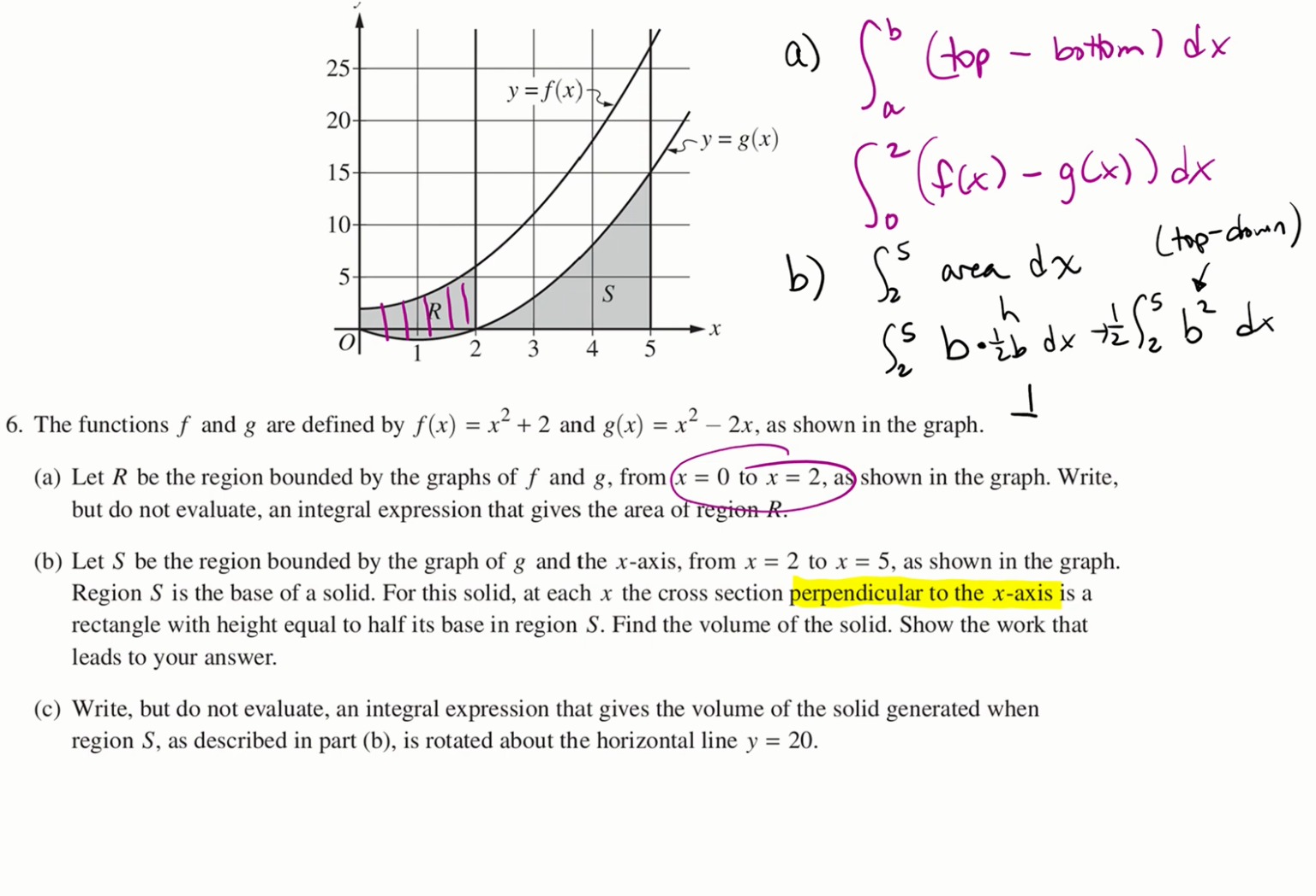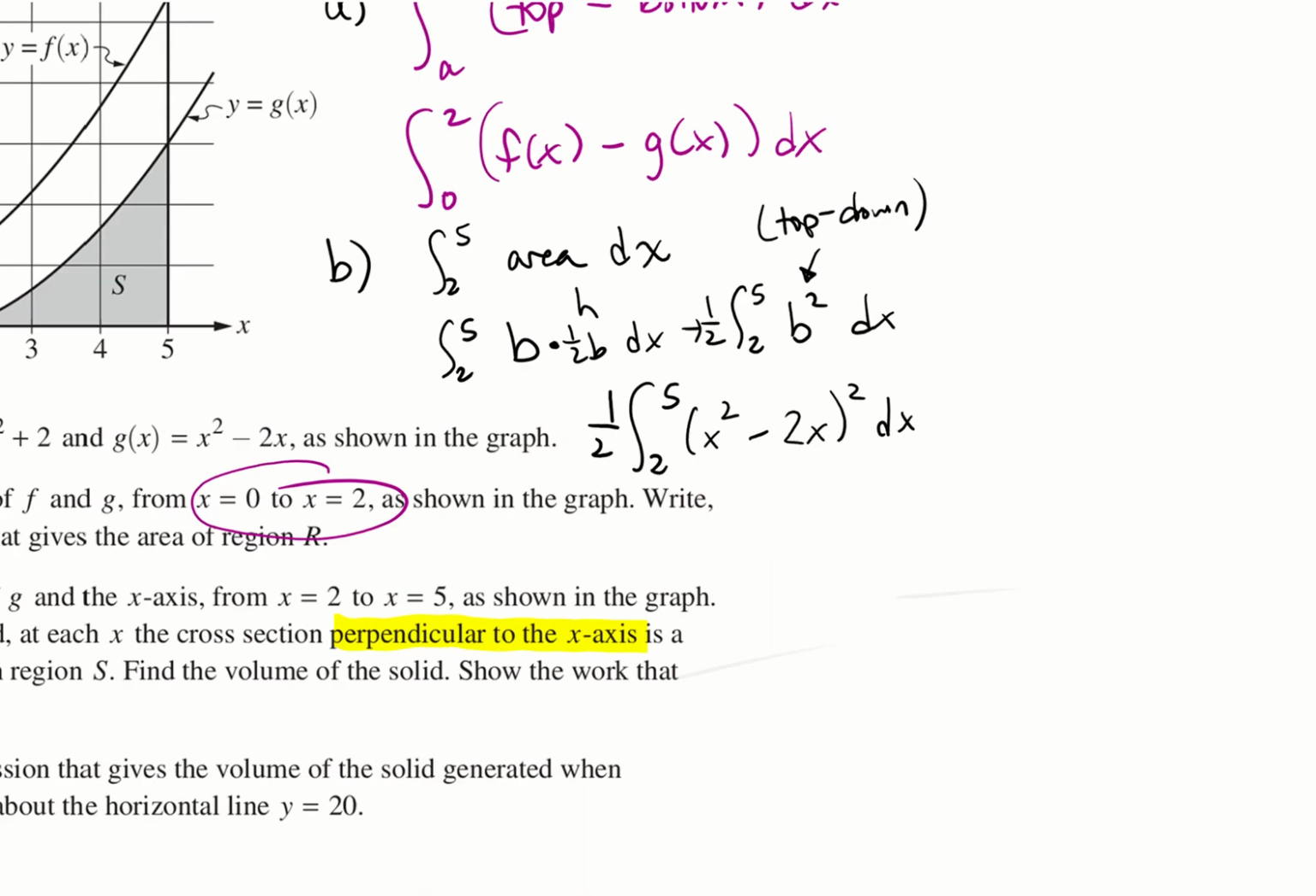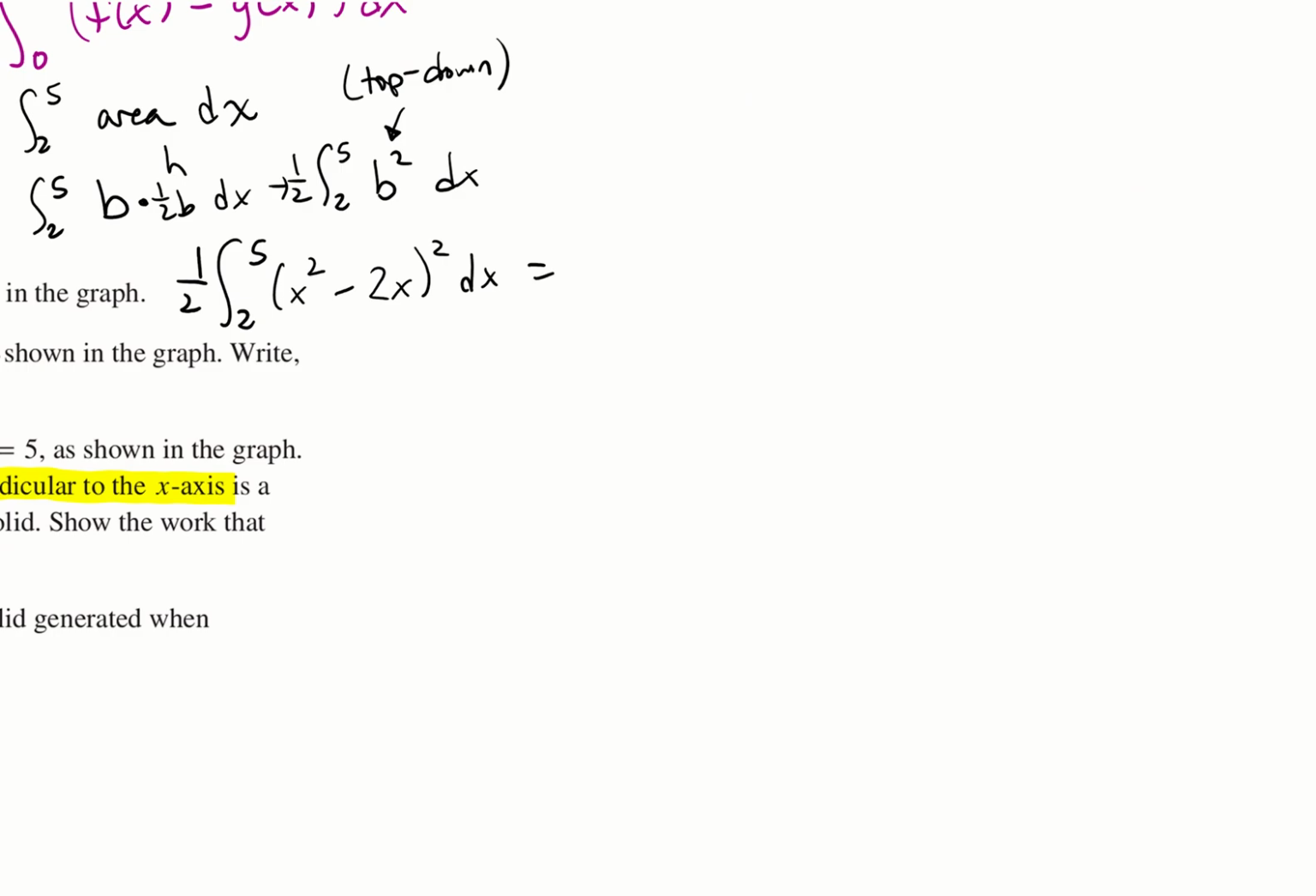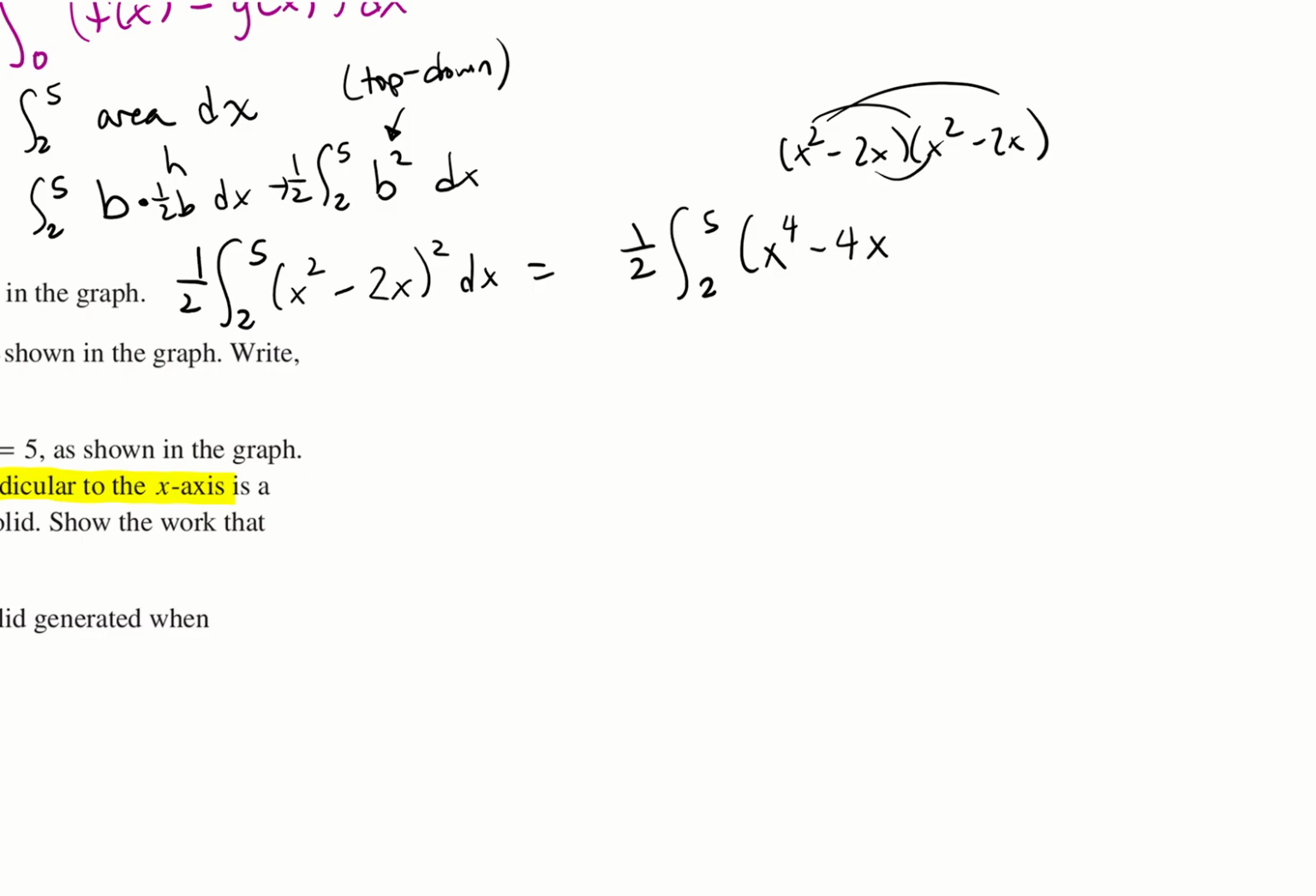Let's actually put in what the top curve and the bottom curve would be. All right, well, the top curve is g. So this would be x squared minus 2x, and then we have to square it because it was base squared. All right, now if I want to evaluate this, I do need to expand this out first. So when I expand out x squared minus 2x times itself, you would get x to the 4th minus 2x cubed and another 2x cubed, so minus 4x cubed, and then plus 4x squared.